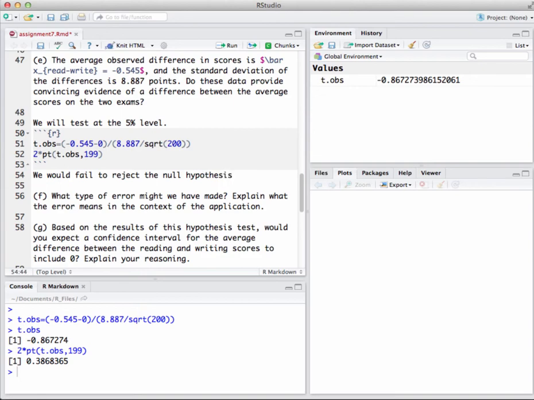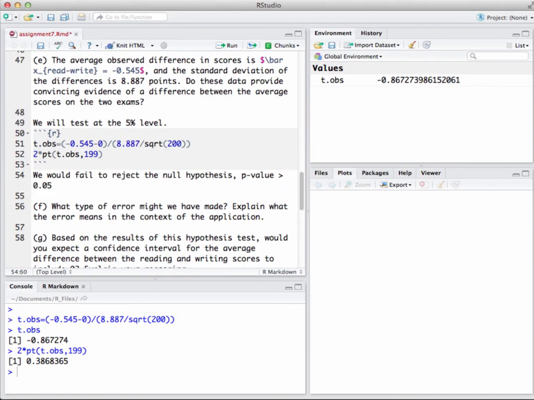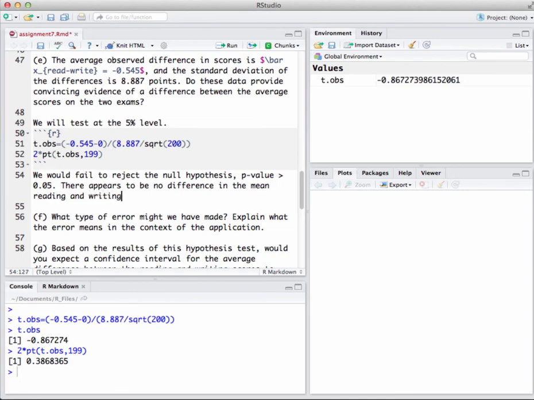Why would we fail to reject the null hypothesis? And that's because the p-value is much greater than 5%. Okay, so what does that mean in context? What are we saying here? There appears to be no difference in the mean reading and writing scores.